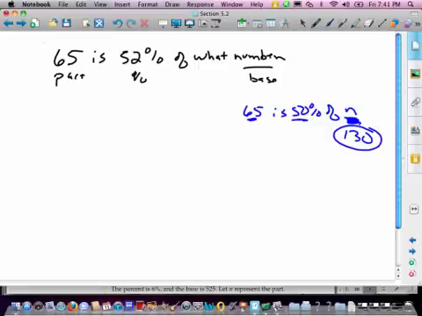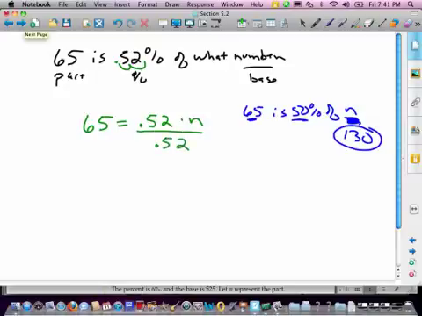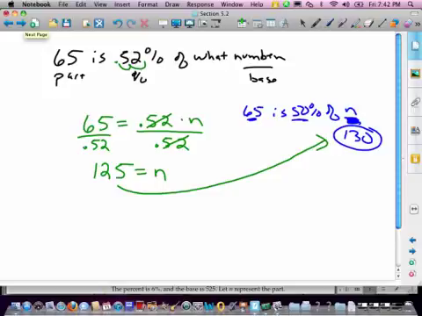And so I would say 65 equals 52% changed to a decimal would be 0.52. Remember, I'd move my decimal place 2 places. Times n. Solve for n, divide both sides by 0.52. And once again, a good calculator problem. This would be one where I would encourage you to use calculators. It's not one of the mental math ones. And if I calculate that out, that's going to cancel. And 65 divided by 0.52 gives me 125. So my original number is 125. And yeah, that's pretty close to my estimate that I got right there.